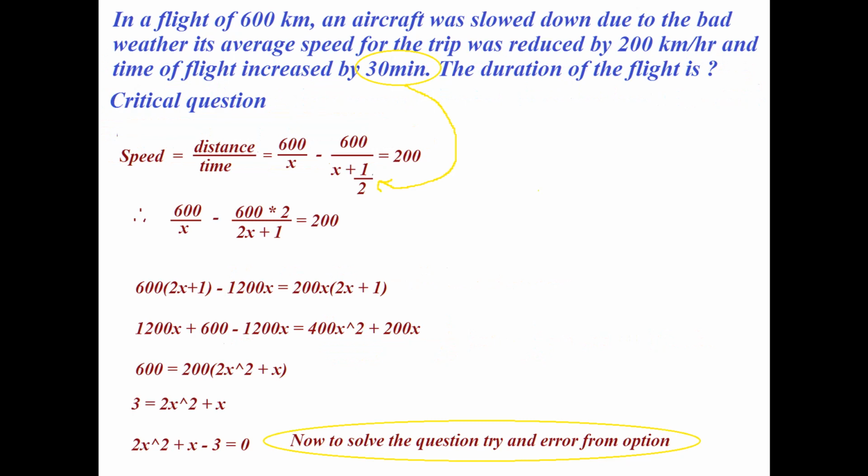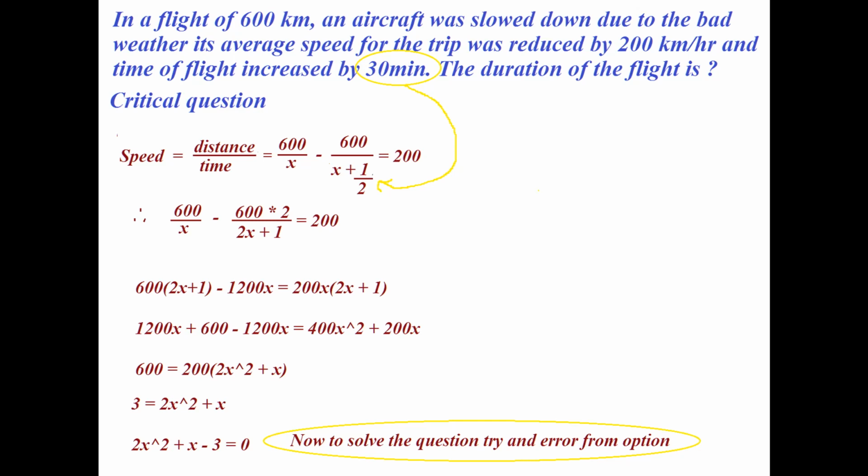In a flight of 600 km, an aircraft was slowed down due to bad weather. Its average speed for the trip was reduced by 200 km per hour and the time of flight increased by 30 minutes. The duration of the flight is. This is a critical question. Here we want to find the duration of the flight, that means the time taken by the flight. Let the time taken by the flight be x. The distance traveled by the aircraft is fixed, 600 km. At the beginning, the time taken by the aircraft is x.